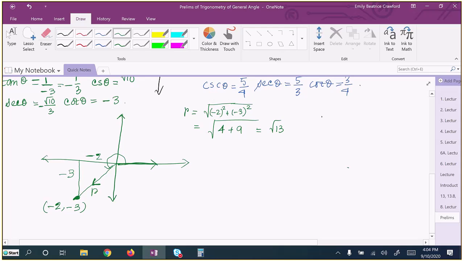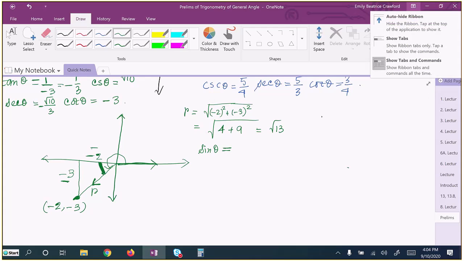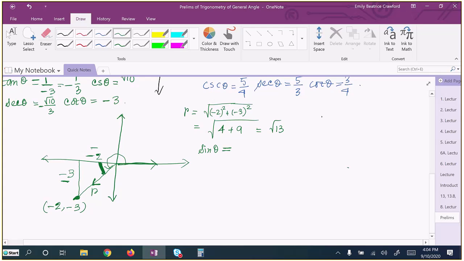So when I'm finding the trigonometric ratios, sine theta, now this is the reference angle, this situation. So with respect to this angle, the opposite side is negative 3 and the adjacent side is negative 2. So sine of theta is going to be the opposite over the hypotenuse, the opposite being negative 3, I get negative 3 over square root of 13. Cosine of theta is going to be adjacent, so negative 2 over square root of 13. Tangent of theta is going to be opposite, so negative 3 over negative 2, and that's 3/2.